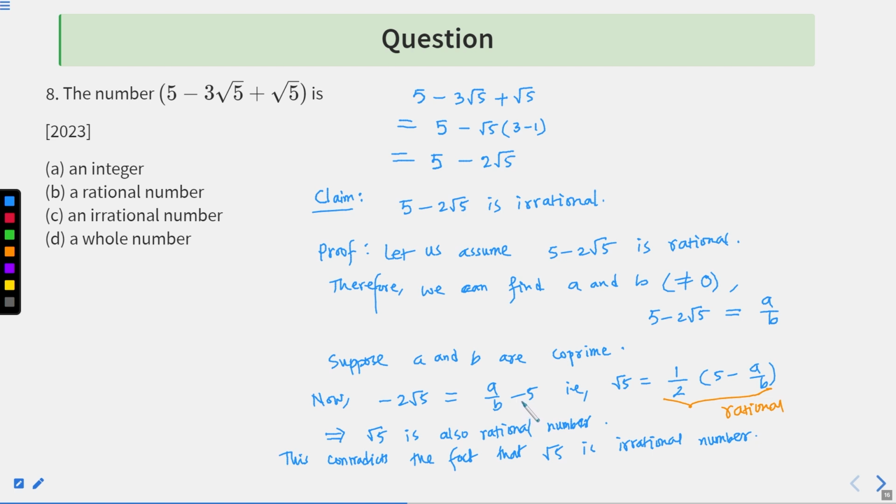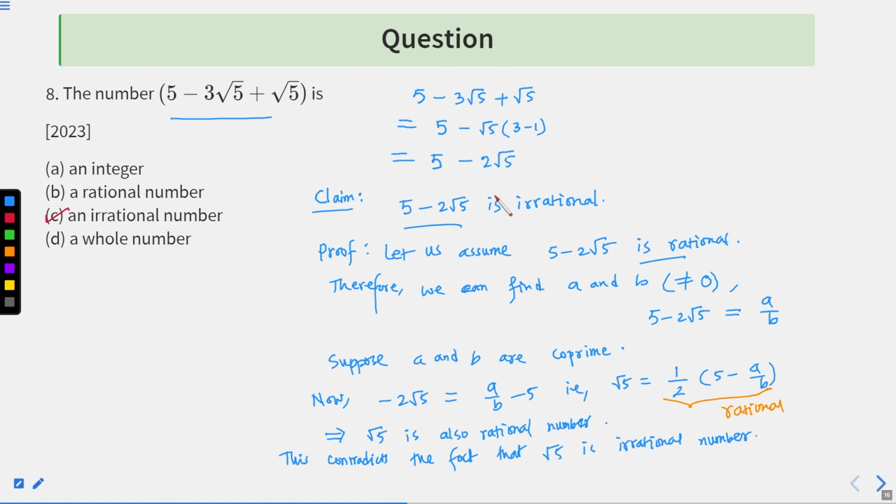This contradiction has arisen since our assumption that 5 minus 2 root 5 is a rational number is wrong. Therefore 5 minus 2 root 5 is an irrational number. So here option C is the correct option. Students, option C is the correct option.